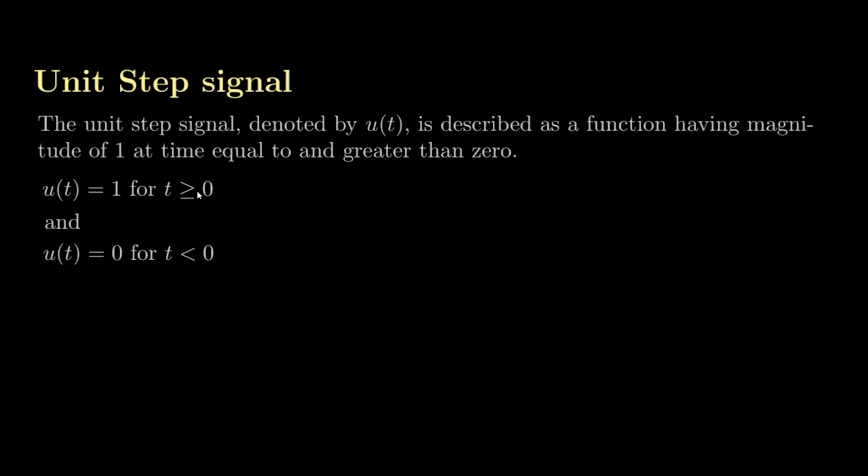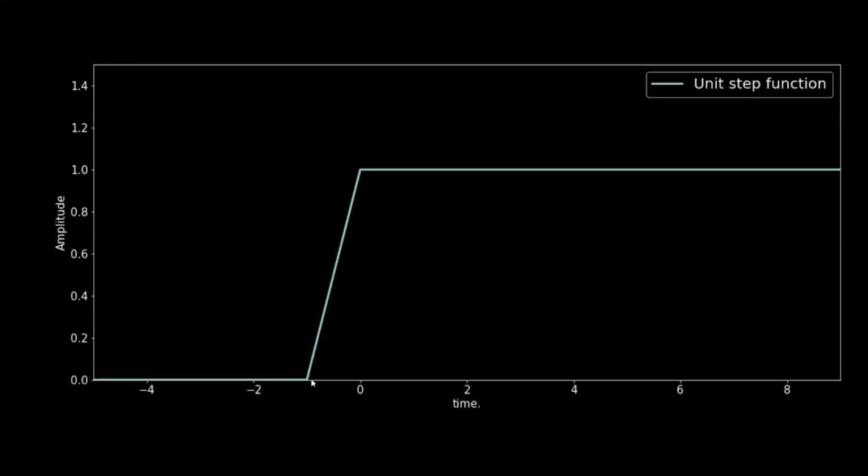So, in summary, we have discussed two important continuous time signals so far: the unit impulse signal and the unit step signal. The impulse signal exists only for a single instant in time, while the step signal starts at t equals 0 and remains constant afterward. Both signals are fundamental in understanding more complex signal behaviors in future lectures.